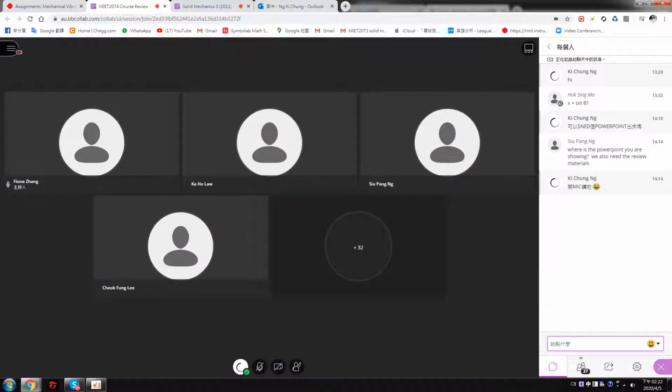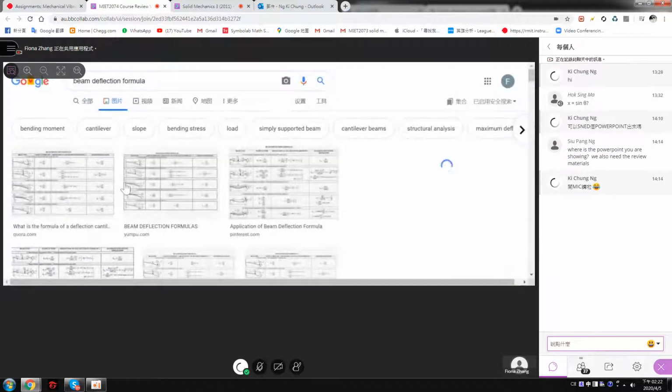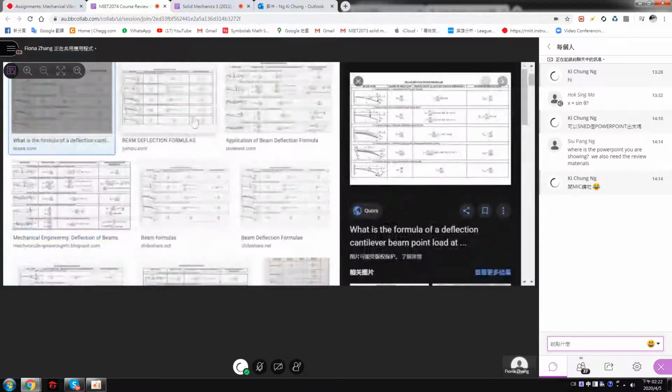Right, so let me show you some. We just search online for the beam deflection formula here, and click on any image, probably this one. It's not big enough. So the cantilever beam is similar to this one, right? The delta equals PL cubed over 3EI, because the force is applied at the end.